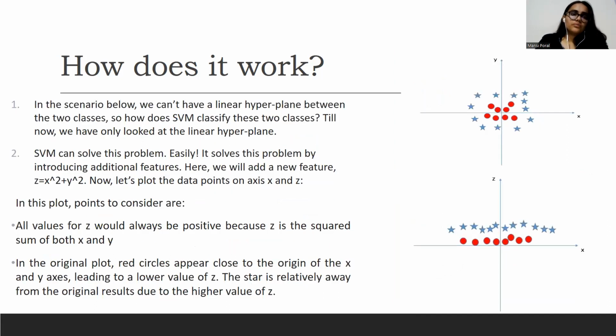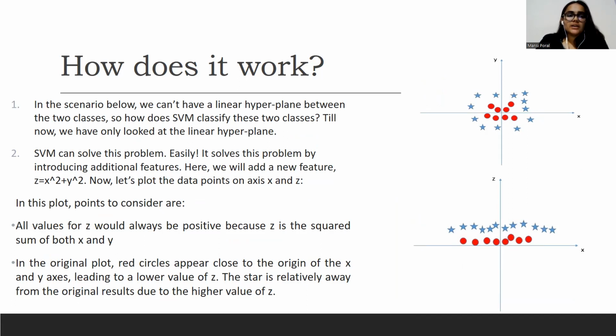In this scenario below, we can't have a linear hyperplane between the two classes. So how does SVM classify these two classes? Until now, we have only looked into the linear hyperplane. SVM can solve this problem easily. It solves the problem by introducing additional features. So here we will add a new feature, that is Z equals x squared plus y squared. Now let's plot the data points on axes x and z.